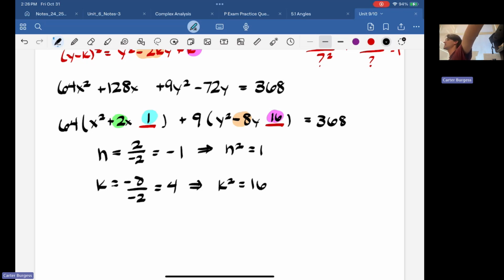Now, I've added those in on my left-hand side. If I've added those in on my left-hand side, what do I need to do on my right-hand side? Exactly the same thing. Here's the trick, though. I didn't actually add 1 and 16. When I put 1 into that blank, what did I add to the left-hand side? 64 times 1 is what I added to the left-hand side. And so I need to add 64 to my right-hand side, coming from this 64 right here. And when I put 16 into my pink blank, what did I actually add? 9 times 16, which is 144.